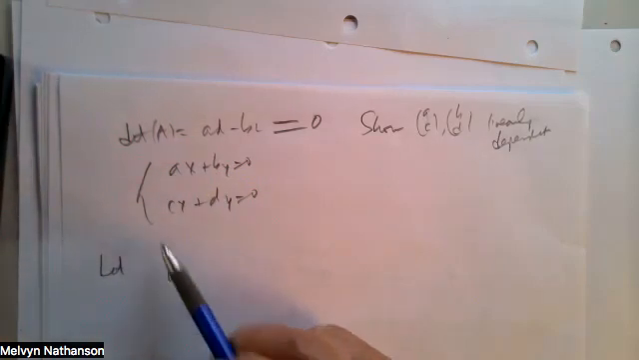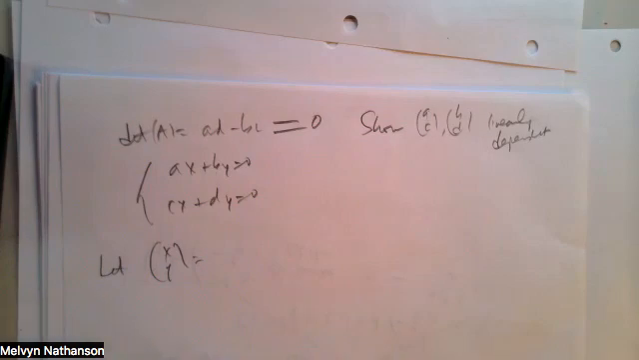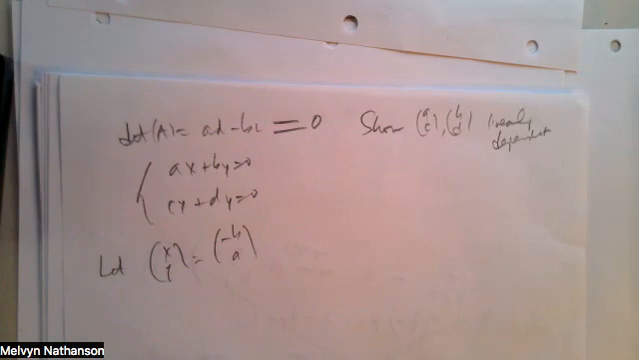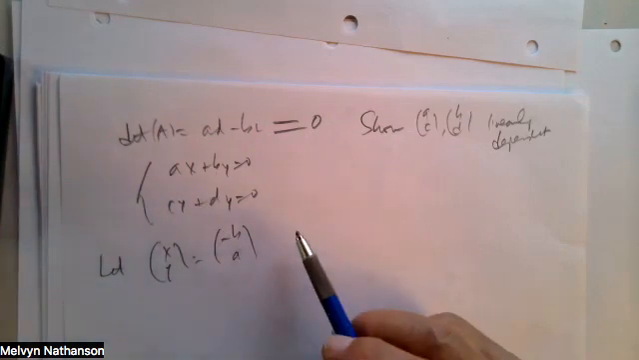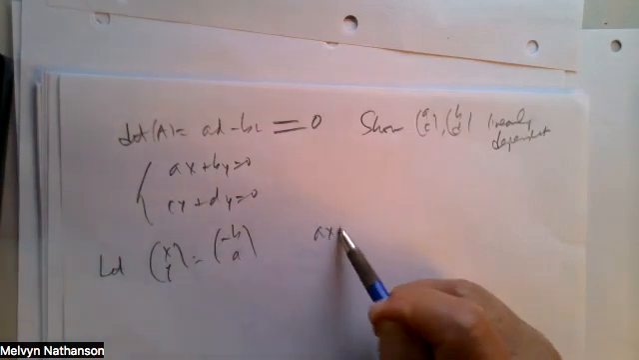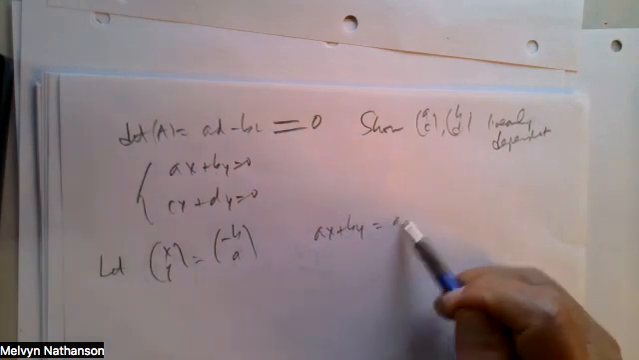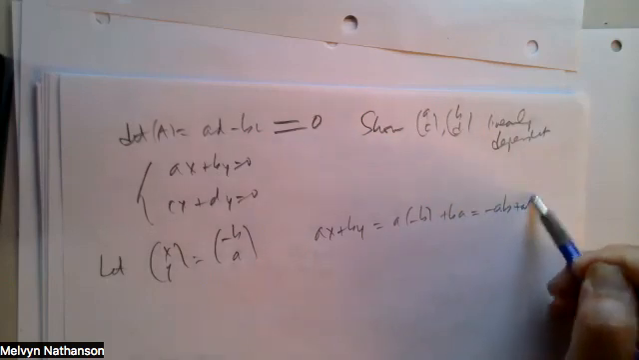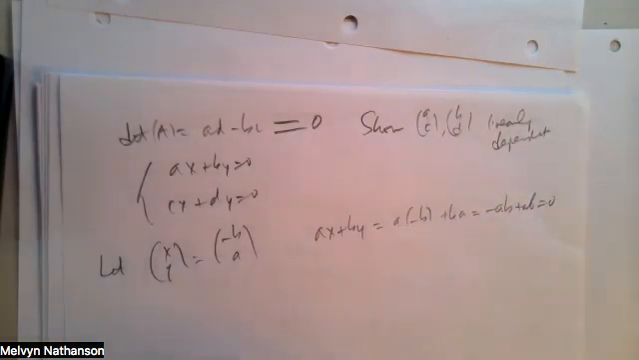Suppose I let XY be equal to minus B, A. Right? Let me plug this into these equations. What do I get? AX plus BY is A times minus B plus B times A. That's minus AB plus AB. That's 0. So this is a solution to the first equation.